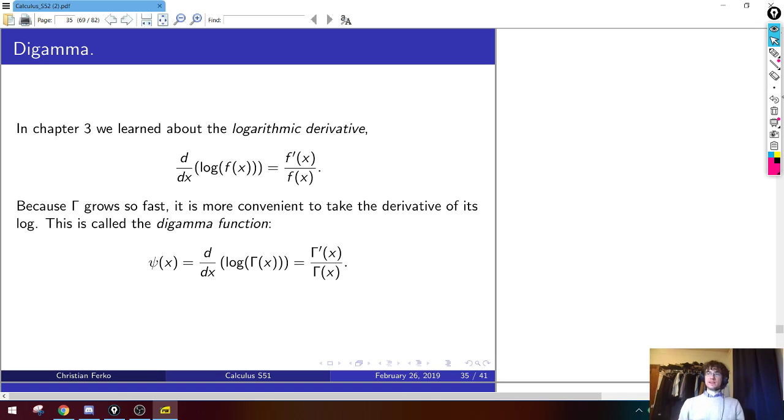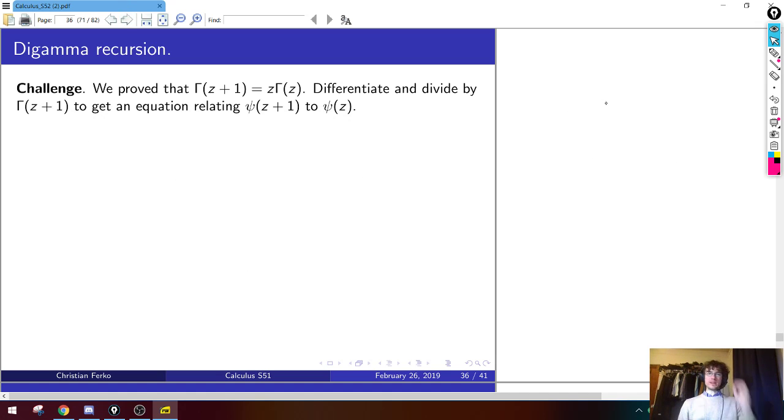So how does this help us find the derivative of gamma? Well, it's not helping us find it. We're defining it, right? I mean, we're not trying to compute its derivative. We're saying its derivative is some other function. Let's study the properties of that function. Okay. Okay, good. Well, okay, so here's a first property, a recursion relation.